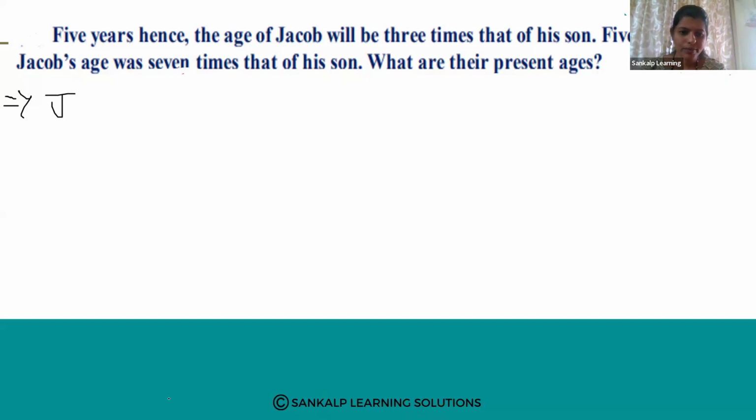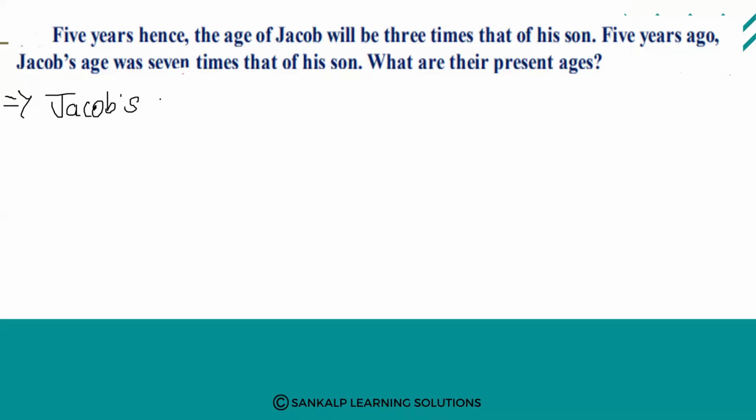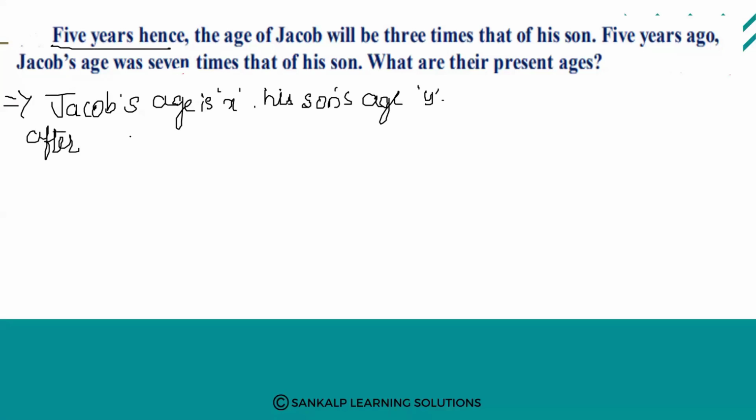So, first consider Jacob's age is x. Next, his son's age is y. Next. Hence means after 5 years. So after 5 years means you are adding 5 years to the Jacob as well as 5 years to his son's.